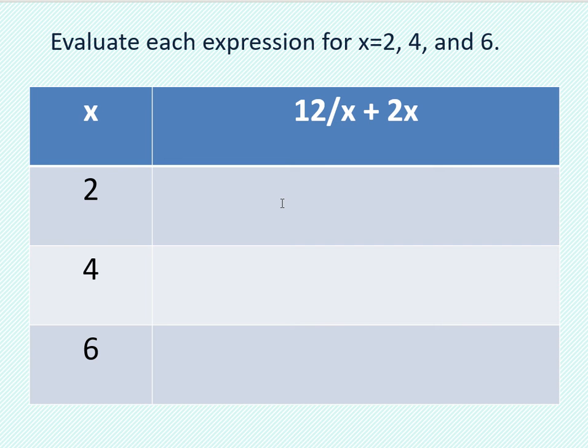So we have no parentheses, we have no exponents, but we do have division and multiplication. So you start with your division. 12 divided by 2 would be 6. Then 2x would be 2 times 2 equals 4. So then you would say 6 plus 4 equals 10. Pause your video and solve for the expression with x equaling 4 and x equaling 6. Then start your video again and check your work.